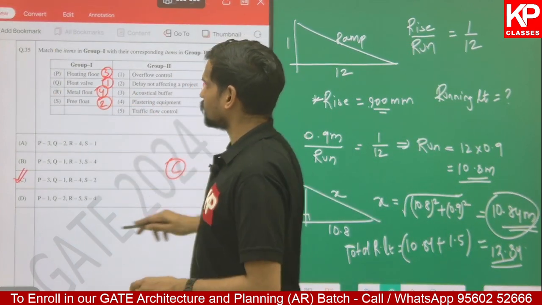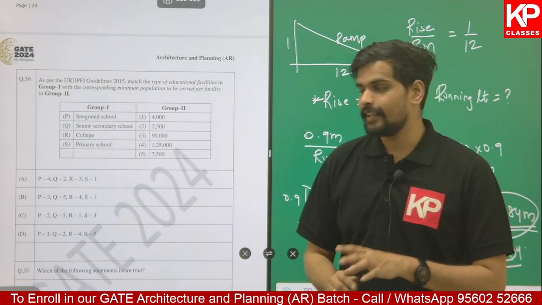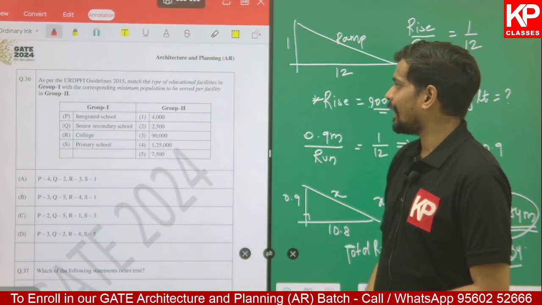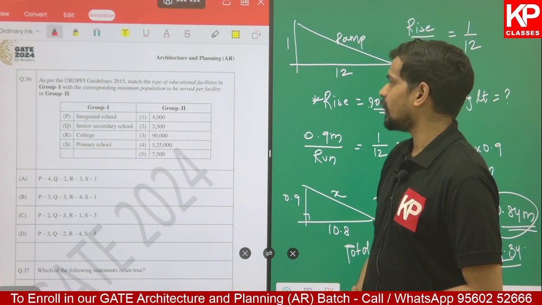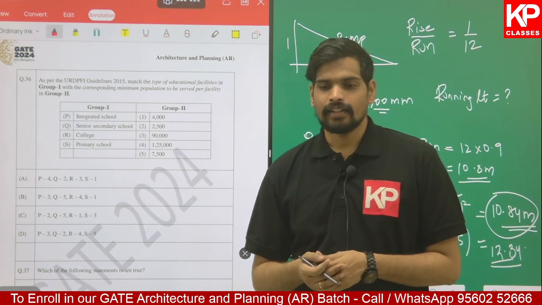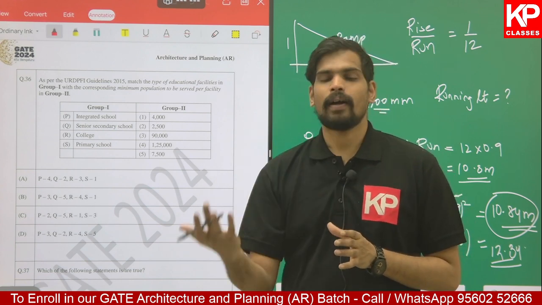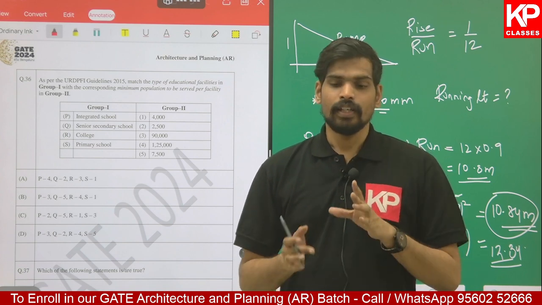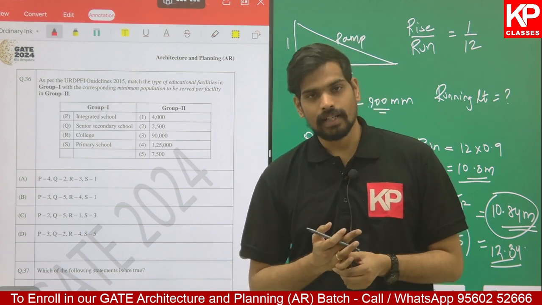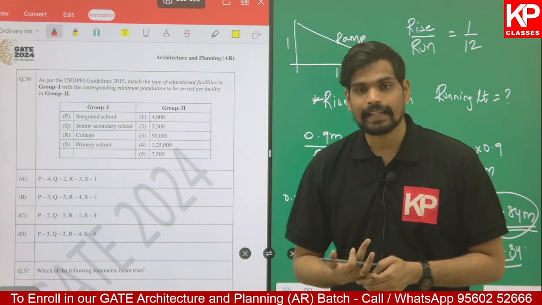The next one. So you see, relatively the questions were easier or slightly on the easier side in this 2024 paper. Question number 36. As per URDPFI guidelines of 2015, match the educational facilities in group 1 with the corresponding minimum population to be served per facility. This is a direct URDPFI guidelines standard taken from social infrastructure, in the 8th chapter of URDPFI guidelines, volume 1. You have physical and social infrastructure. Physical infrastructure includes solid waste management, water supply, sewage treatment and so on, transportation too. And then you have social infrastructure where you have educational facilities, healthcare facilities and so on.